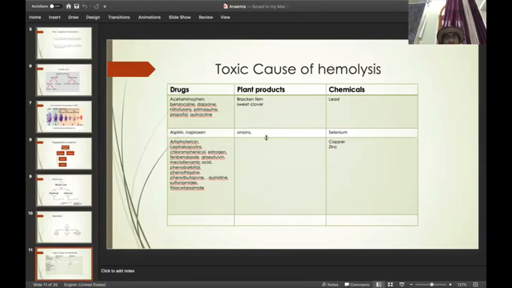In plants, you see onion toxicity, especially in ruminants. Generally you know that onion is not advocated for feeding ruminants. If you feed onion to a ruminant, that may lead to hemolysis. So beware of onion. If hemolysis is coming in ruminants, just ask about the feeding condition and certain other chemicals, for example selenium, copper, and zinc. So these are some of the etiological agents.